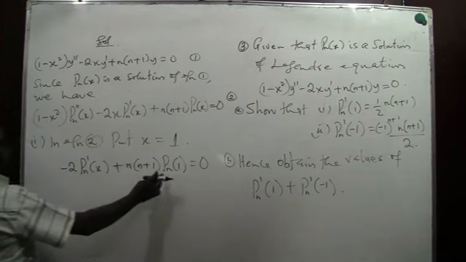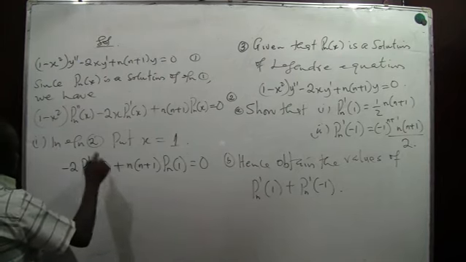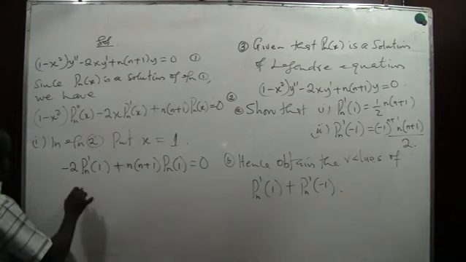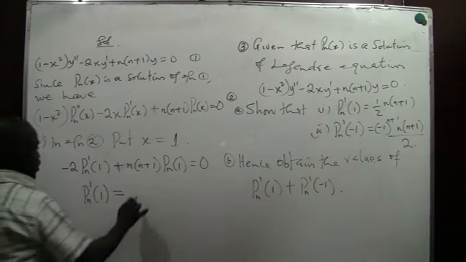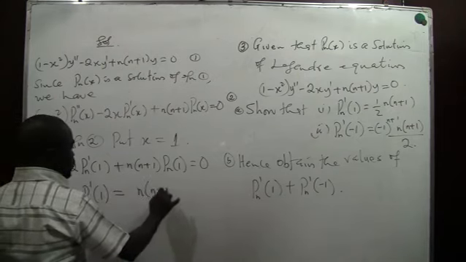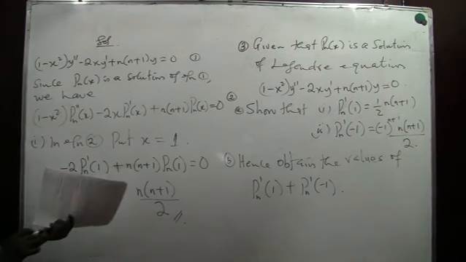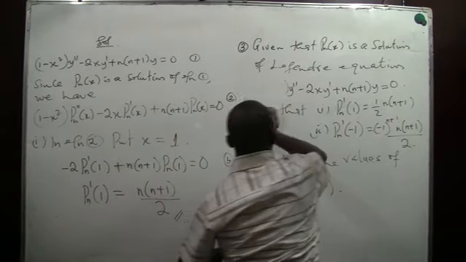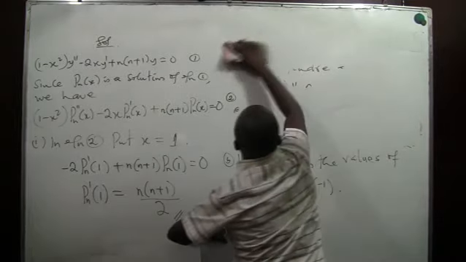And we have obtained Pn(1) to be 1. So make Pn'(1) the subject of the formula. We are going to have Pn'(1) = n(n + 1)/2, and that is the first part of the problem shown. Let's take the second part of the question.